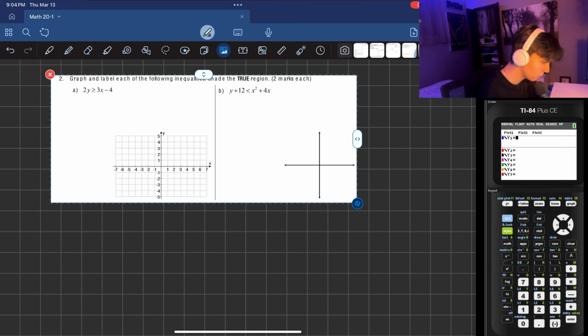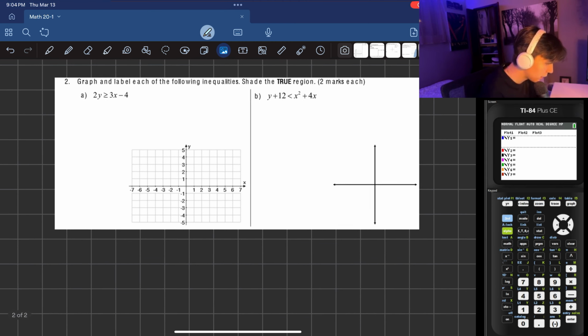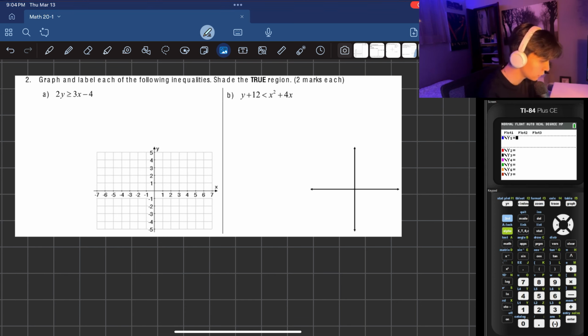Alright, now, so what we're going to be doing is graph and label each of the following inequalities. Shade the true region. So there's two parts to this. We're going to be finding our inequality and shading the true region.